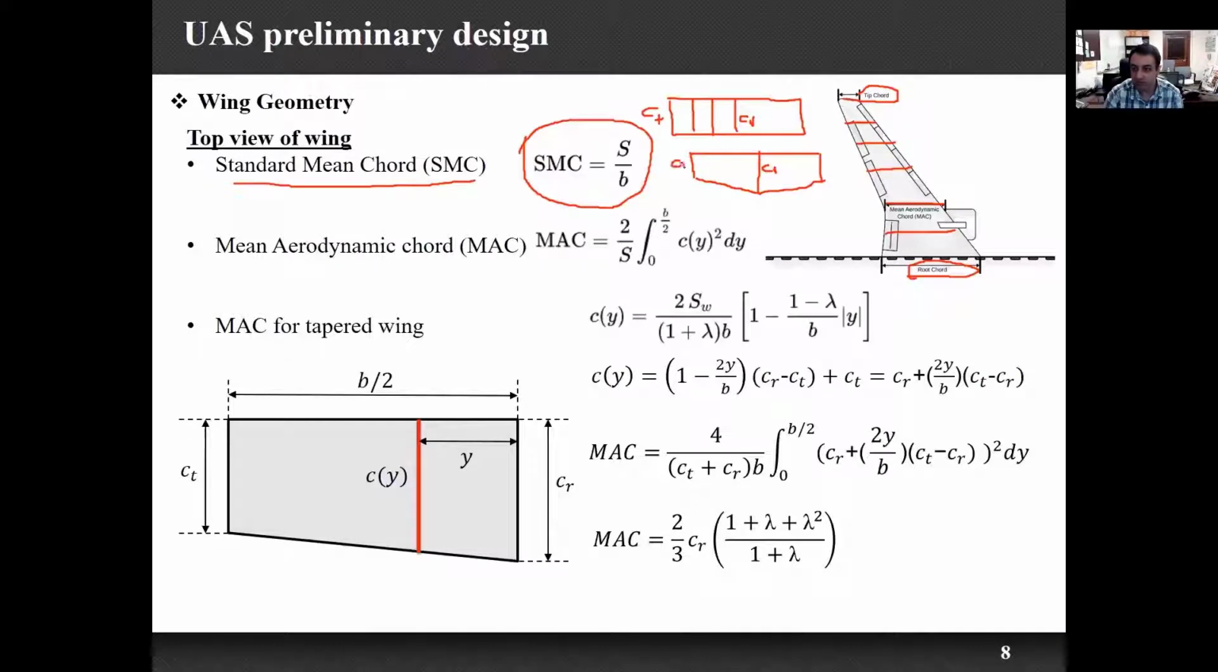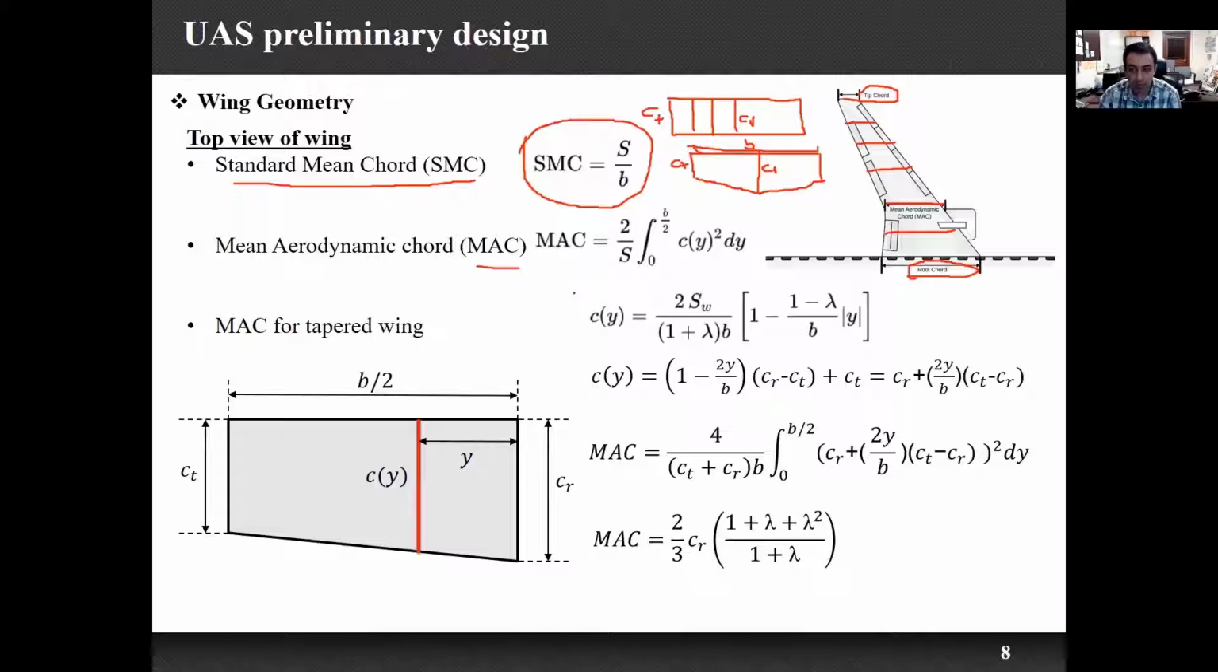This is a tip chord. So if I calculate the surface area divided by the wingspan, which is this length, if I show it with the B, S divided by B, it gives me the standard mean chord. But we also have another chord, which is called the mean aerodynamic chord. We show it with the MAC, which can be calculated by this equation.